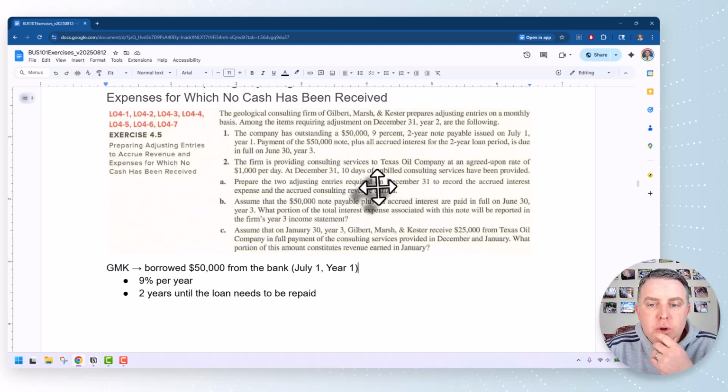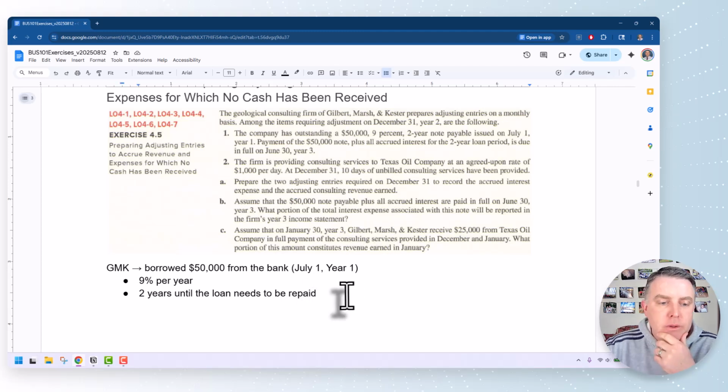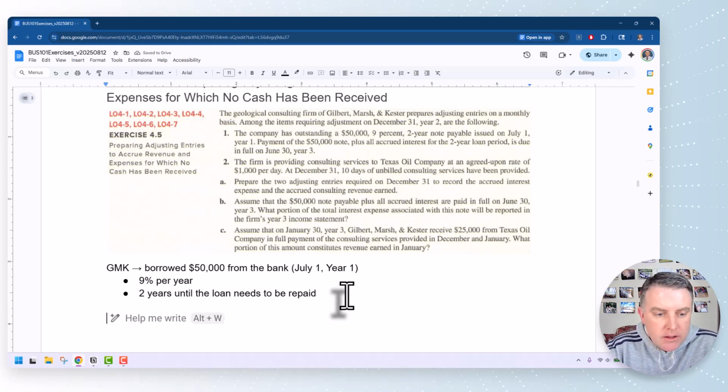Okay, and then it says, what do we do at the end of December to accrue the interest? So we need to first figure out how much interest there was. And that's pretty straightforward. So to calculate interest payable, the amount of interest that we have to pay, we're going to take the $50,000 loan, multiply that by 9%, and this is 9% per 12 months.